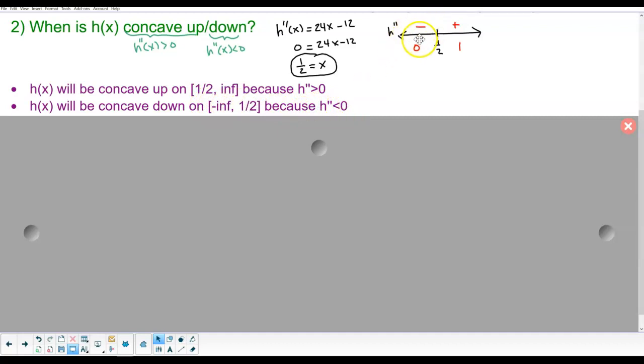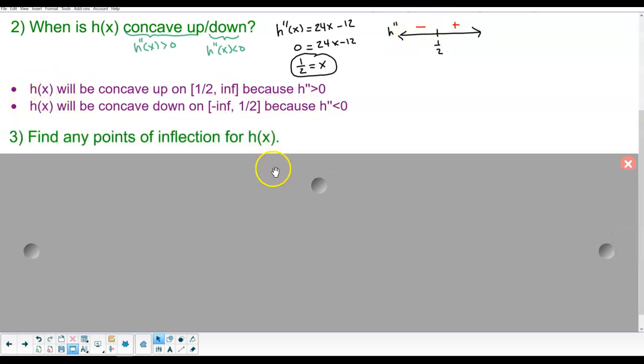I always kind of like to erase these so we don't get screwed up. Those were our test points. Notice how I'm always making reference to the original function. So we always relate back to h.